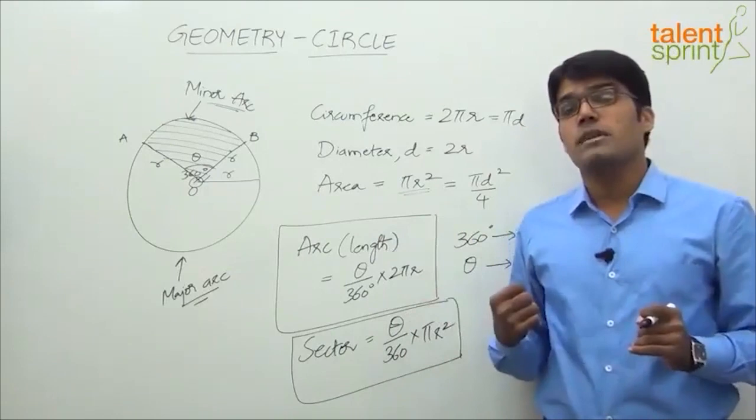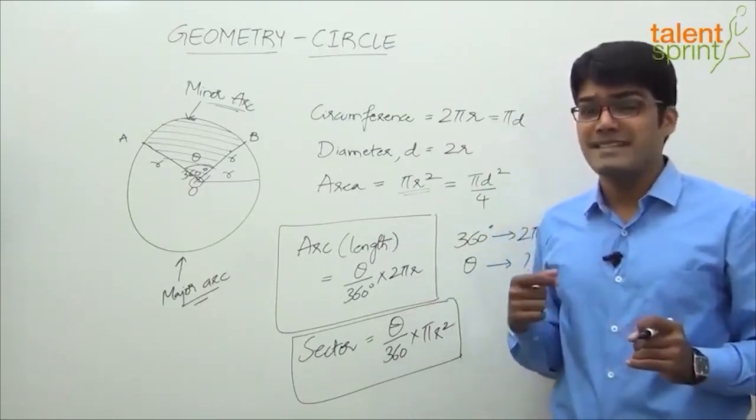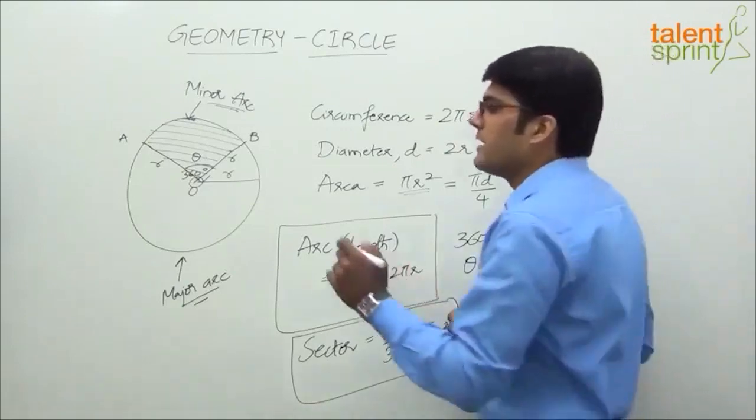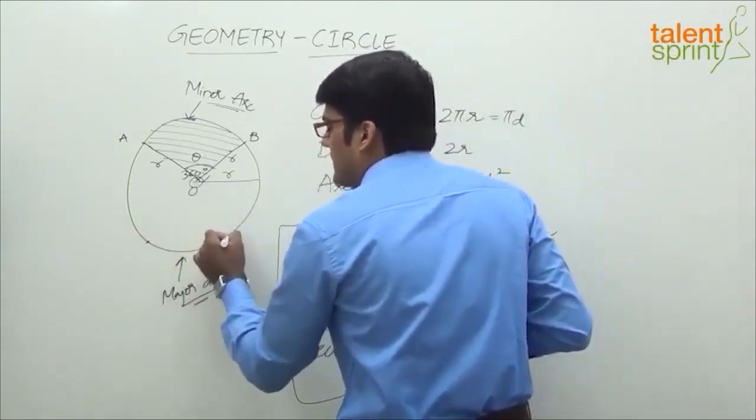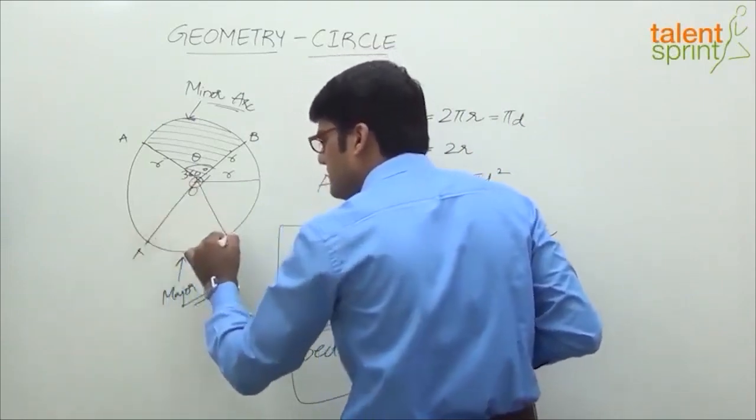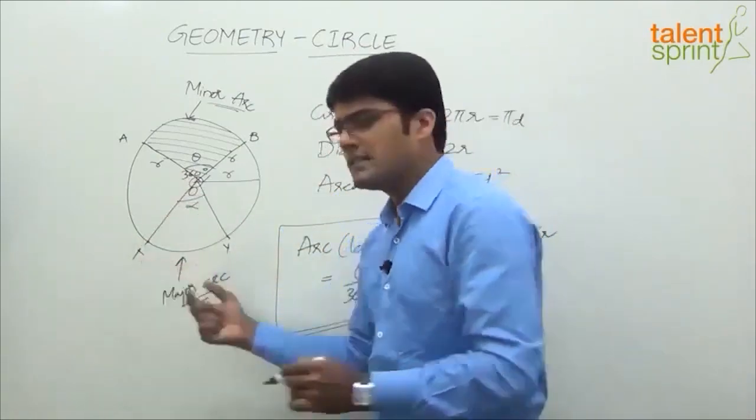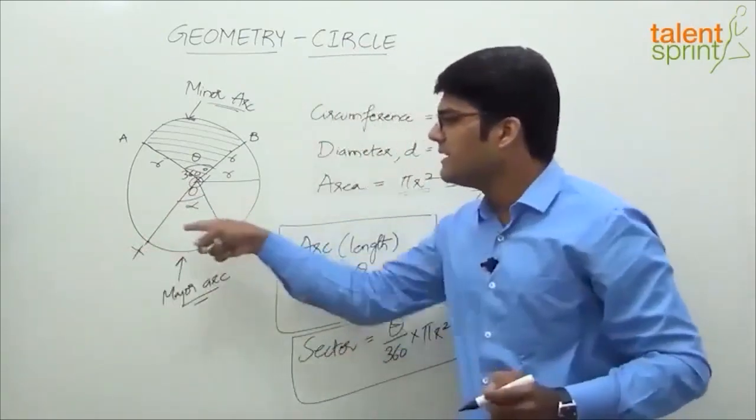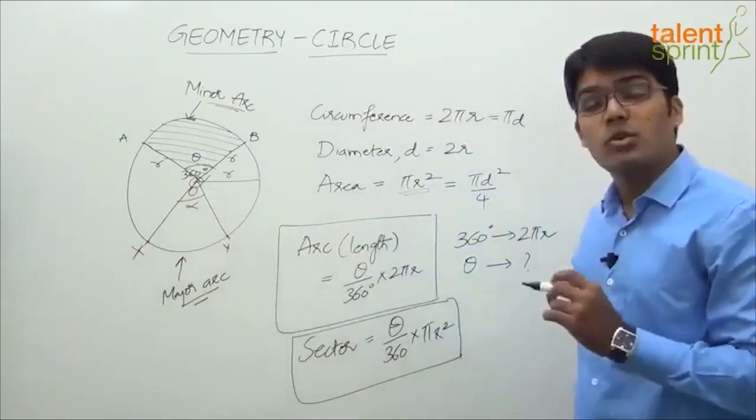Now there is one more component, which is called a segment. What do you mean by segment? Let's consider another arc. For example, let's say I take X and Y, and it subtends an angle alpha at the center. You know that XY is an arc, and this shaded region gives you the sector XOY. But we are now looking at the segment.